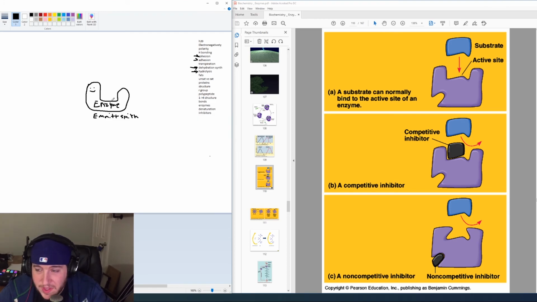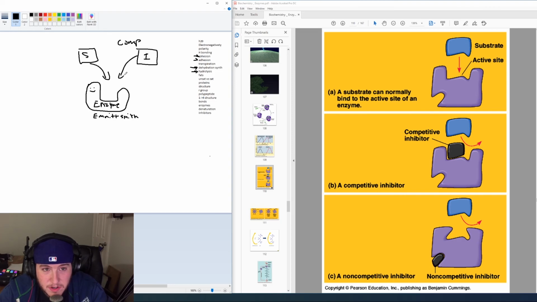Now, normally we're going to have our substrate, which is going to go in there and fit into our enzyme, okay? But we have two types of inhibitors, okay? The first one is what we're going to call a competitive, because this inhibitor is basically going to be racing the substrate to the active site first, where if the inhibitor gets there first, this substrate can't bind, which means the enzyme can't break it down, which means the substrate is just out of luck, okay?